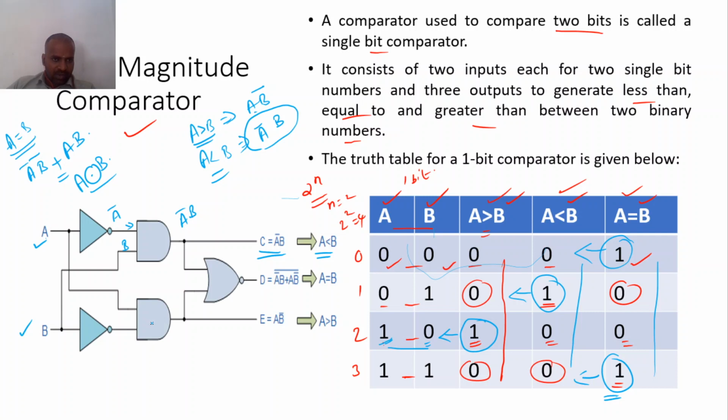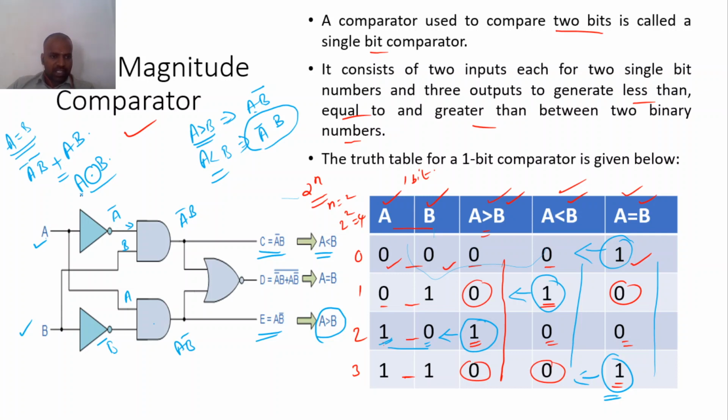Okay, then a greater than b, a greater than b is a b bar. So have a look at this, one AND gate is needed, so a is coming from here and b bar is here, so this output is a b bar, and this is the expression of a greater than b. Okay, right.